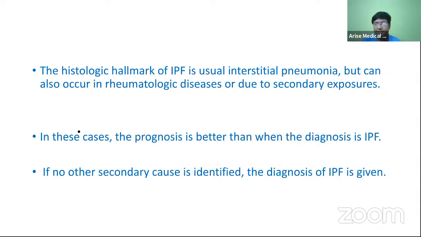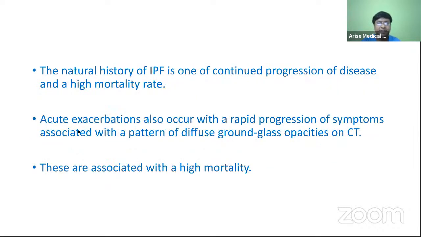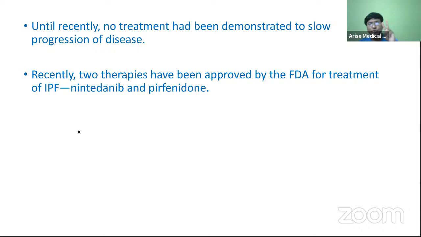And what is the treatment for your idiopathic pulmonary fibrosis? The treatment for idiopathic pulmonary fibrosis is that we have two therapies. One, nintedanib. The other one is pirfenidone. Recently, these two therapies have been approved by the FDA for the treatment of idiopathic pulmonary fibrosis.